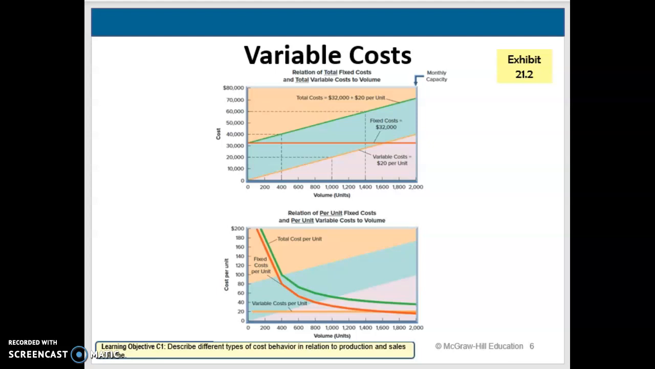So one thing to notice though is that the variable cost per unit remains constant. It just changes depending on how much you make. That will be how we see those costs change.